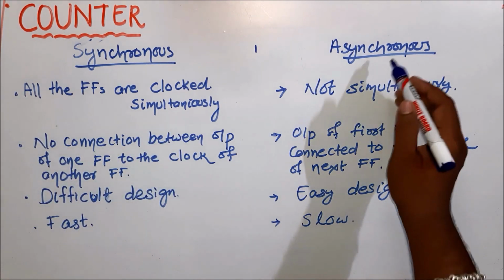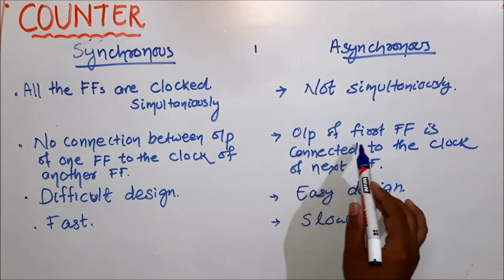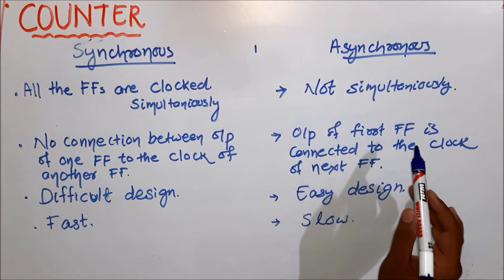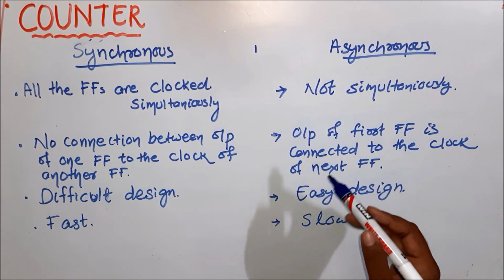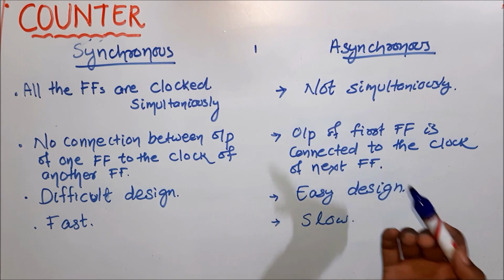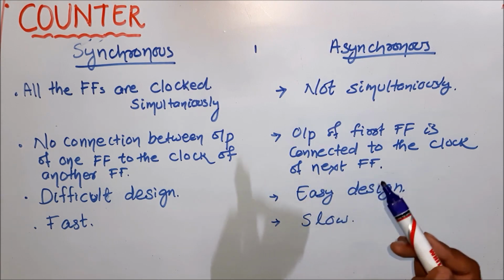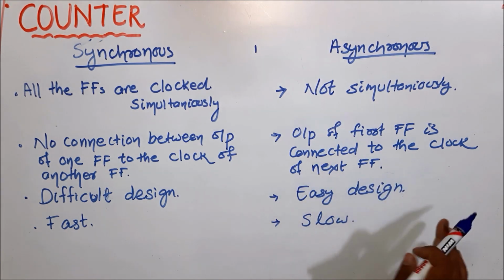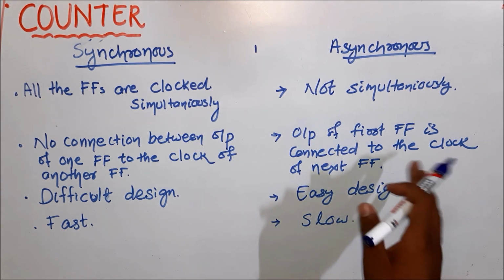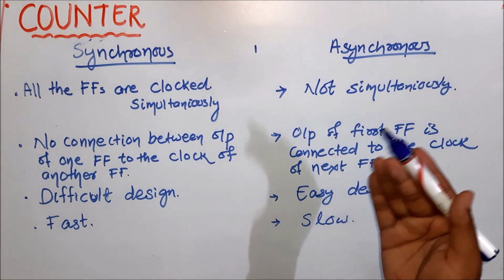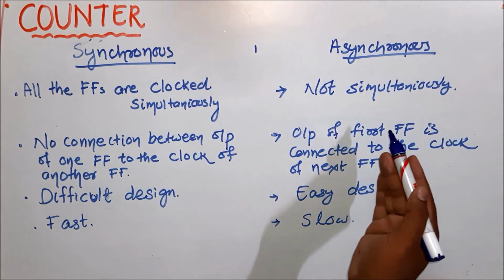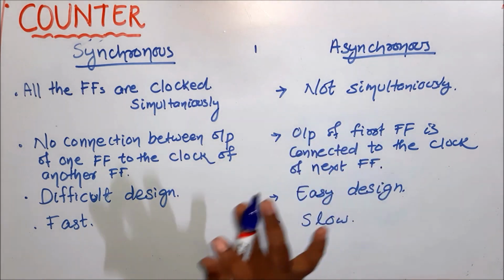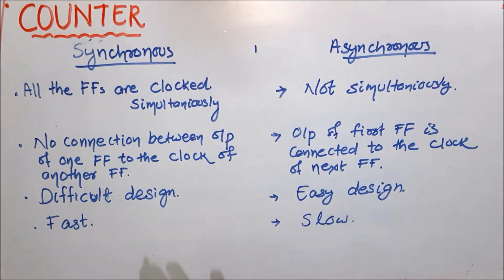But in an asynchronous counter, the output of the first flip-flop is connected to the clock of the second flip-flop, and the output of the second flip-flop is connected to the clock of the third flip-flop, and likewise. That means the next flip-flop is triggered by the output of the previous flip-flop. That is about the asynchronous counter.